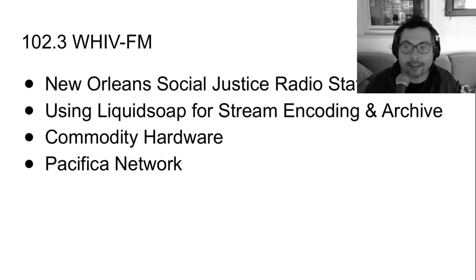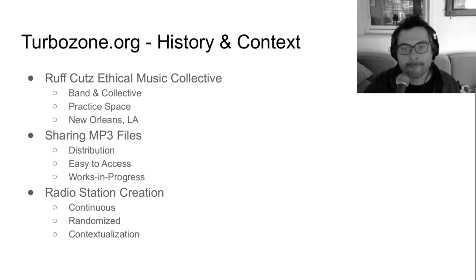So I really like this project, the WHIV FM instance in particular, because it's an example to show real world application, and I'm using commodity hardware. There were old desktops just laying around, and I'm using, if you're familiar, one of those Behringer UCA 202s. It's a $20 audio interface, and the results are phenomenal. Extremely reliable uptime for the simple stream encoder and the archiver. So that's just a quick success story.